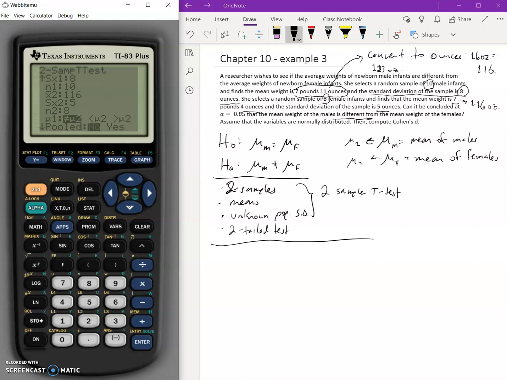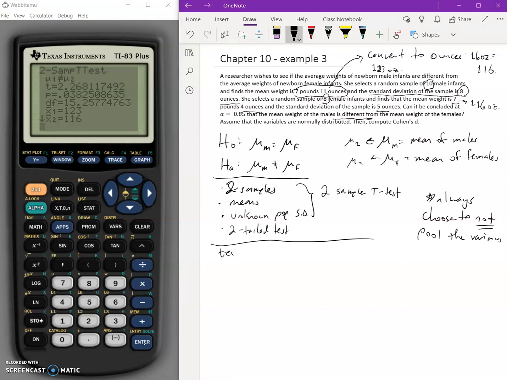Now this pooled option, we will always choose to not pool the variances. So there's an option here about pooling it. Always just press no. We're never going to discuss what that would look like. So now what we have is we have our results pop out.